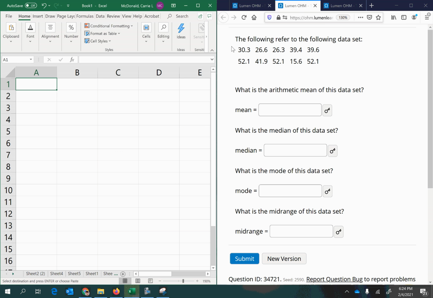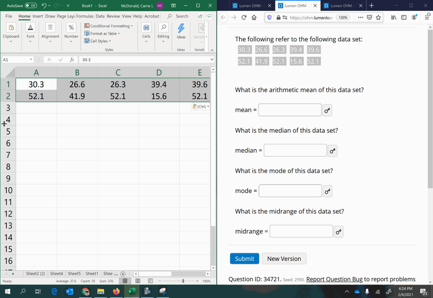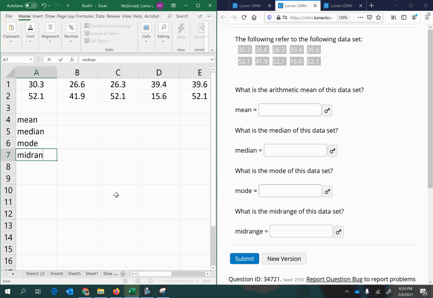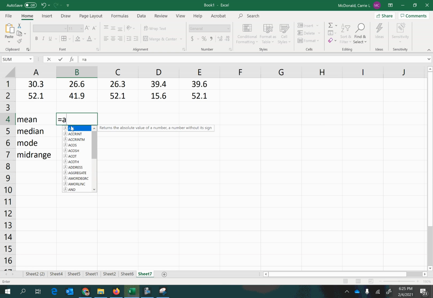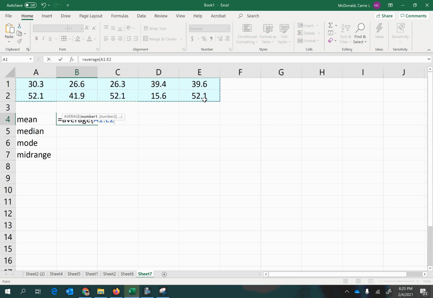Here is our next question. We have the following data set here, and we're asked to find the mean, the median, the mode, and the mid-range. So the mean is easy. Again, we can use the average function in Excel. The median also, you can just use the median function in Excel.